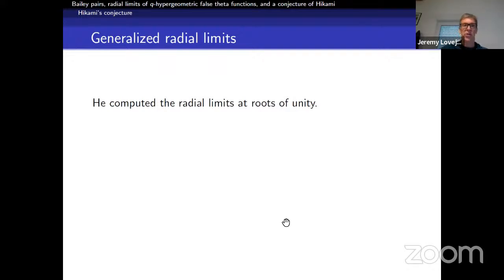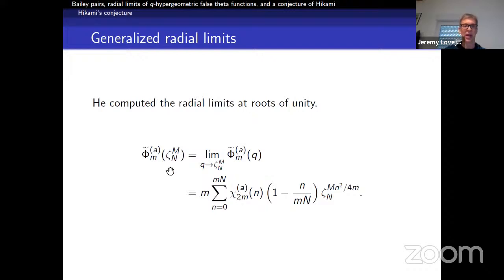Okay, so then he computed the generalized radial limits. So once we have this expression in terms of a character sum, we can compute the radial limits at roots of unity. So Hikami did this. So here's the formula. So again, I'm being abusive with notation here. It's not really the value, but it's a radial limit. And this is the expression. So it looks somewhat like the previous expression, a lot like the previous expression. The only difference is this periodic function comes along. Sorry, I called it a character. I should say periodic function, not character.